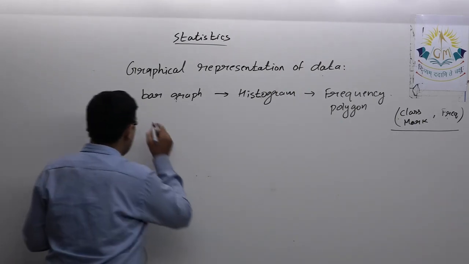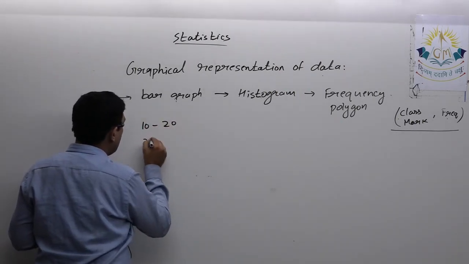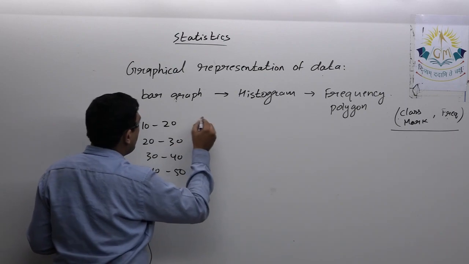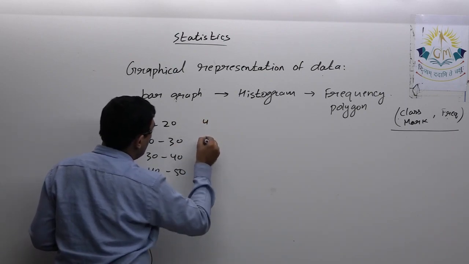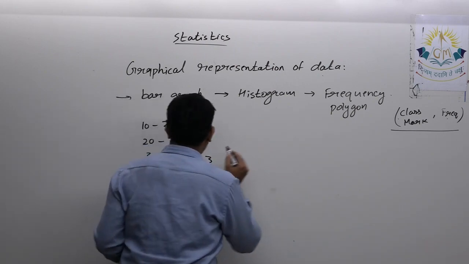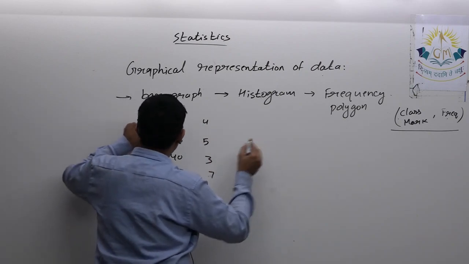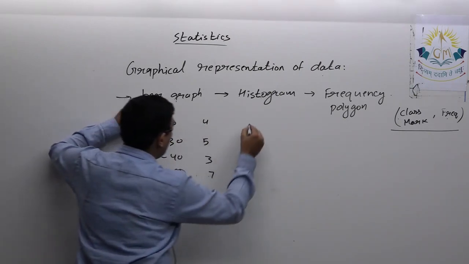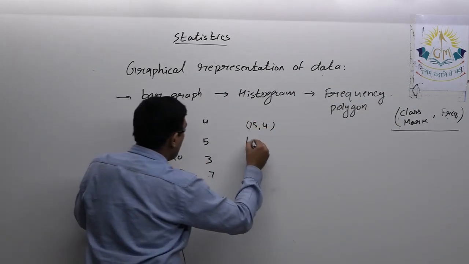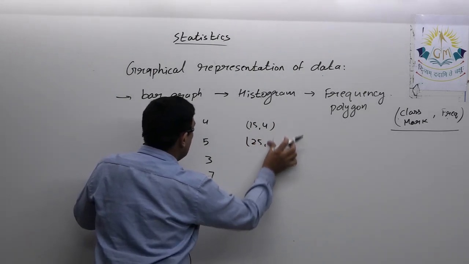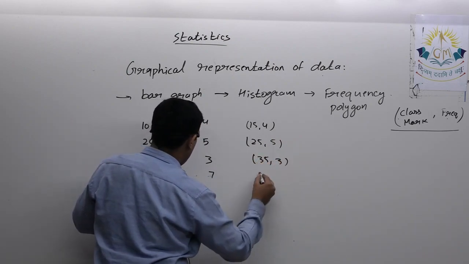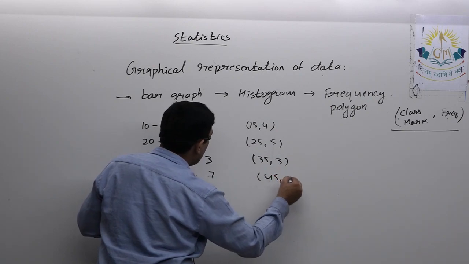Let me give you one example. Suppose the classes are 10 to 20, 20 to 30, 30 to 40, 40 to 50, and their frequencies are 4, 5, 3, 7. What will be our points? The first point will be 10 plus 20 by 2, that is 15, so 15 comma 4. 20 plus 30 by 2 is 25, so 25 comma 5 will be the second point. Then here 35 comma 3, and over here 45 comma 7.